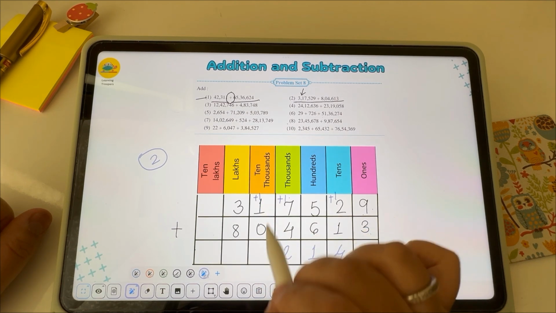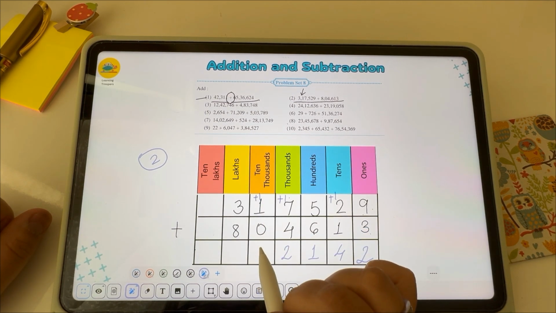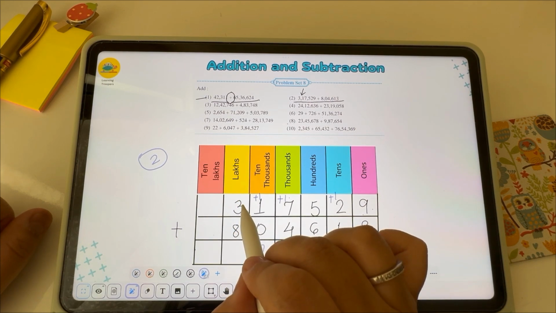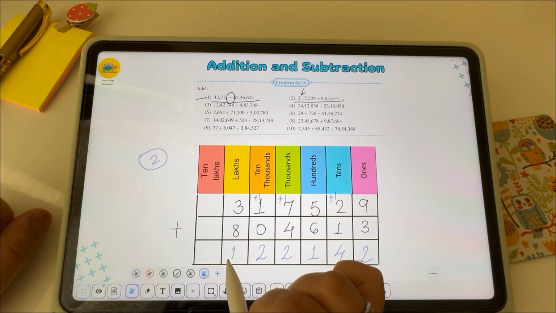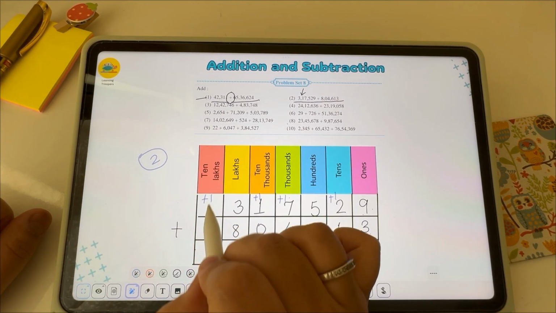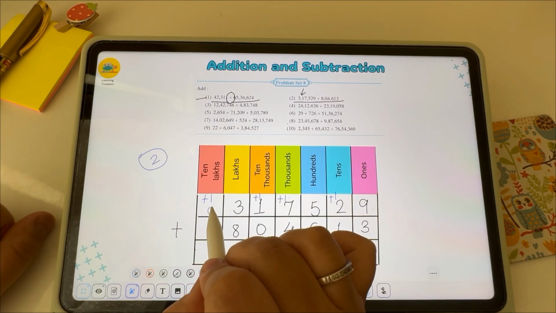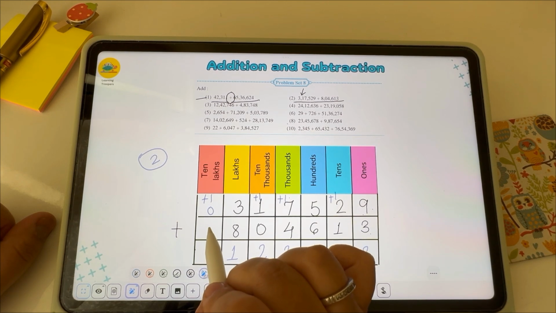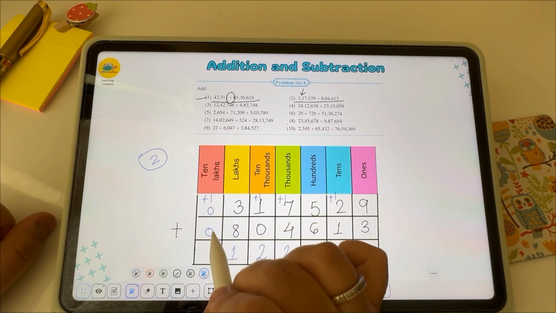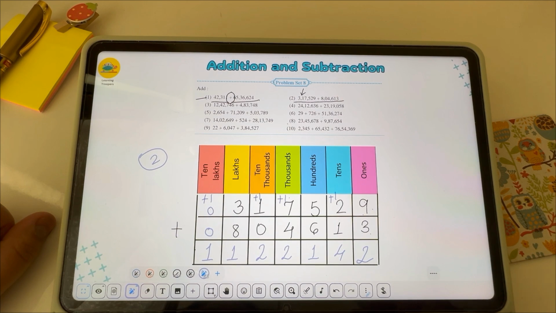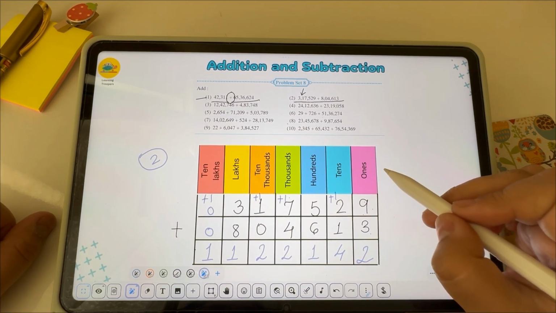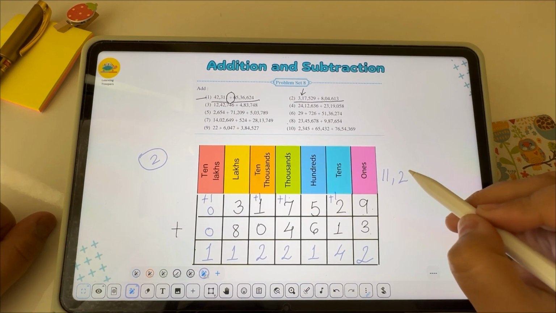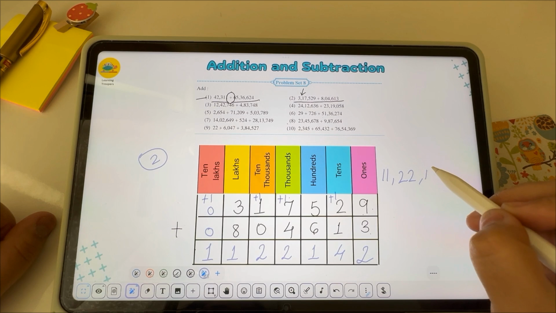1 plus 1 is 2. 2 plus 0 is 2. 3 plus 8 is 11. So, write 1 below, carry over 1. There is nothing over here, which means there's a 0. There's nothing over here, which means there's a 0. 1 plus 0 is 1. Okay, so the answer to your second sum is 11,22,142.